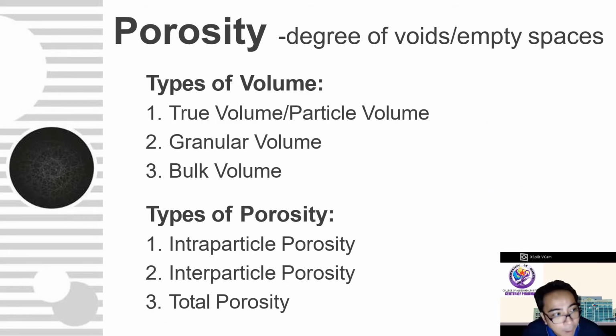Next one. Our next property, we have porosity. Porosity, class, simply talks about the degree of void or empty spaces. Okay? Now, we have to remember, class, that these voids can either be within the particle itself and between the various particles. Okay? Pero sige, I'm getting ahead of myself. So there are three types of volumes, class, regarding porosity. Okay, we have the true volume or true particle volume. Ibig sabihin, pag true volume yan, excluded na yung voids. Okay? Tinanggal natin yung mga voids na yon.